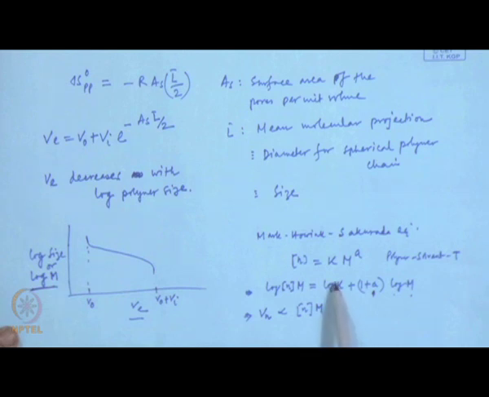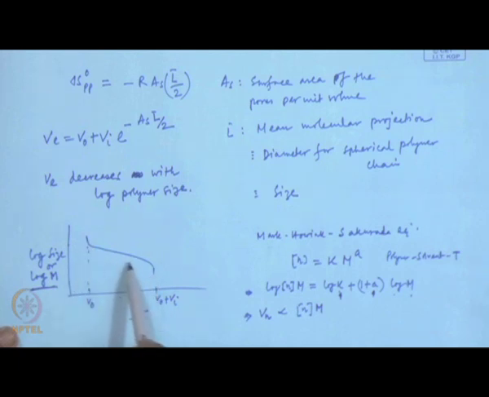So, if the value of K and A changes, and that will change for a different polymer, even if we keep the solvent the same and the temperature the same. If we change the polymers, the value of K and A will change, and hence the intrinsic viscosity will change. So, we will get a different line, a different curve, for a new polymer.